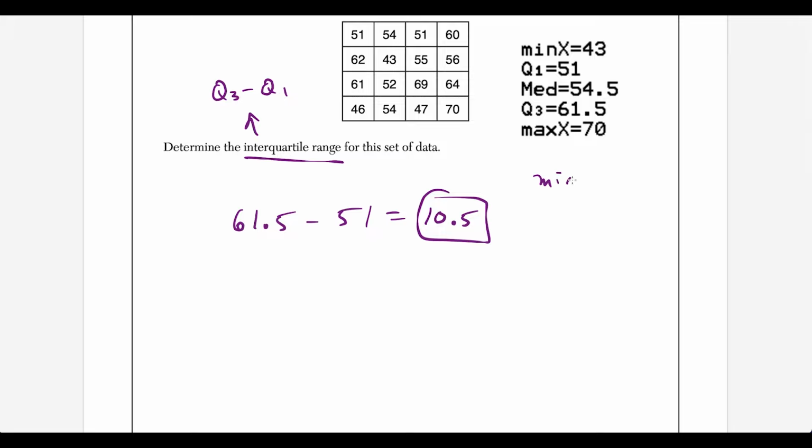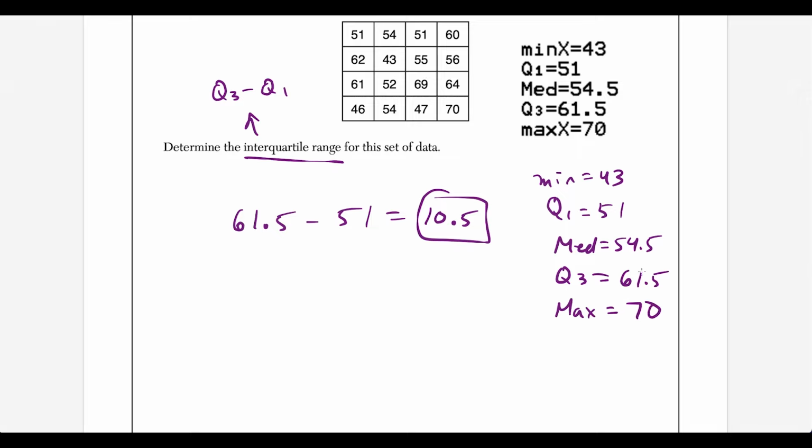If you want to be really thorough here, what you could do is translate these values over here. You could say your min value is 43. You could actually label Q1 is equal to 51. Your median is 54.5. So it doesn't hurt to write a little bit extra for questions like this, just in case the rubrics change year to year and the expectations change, because once you write all this, it's obvious where you're getting Q3 and Q1 from: your table from the calculator.